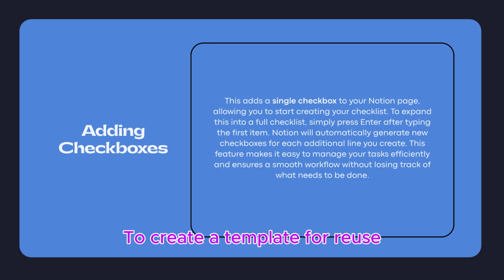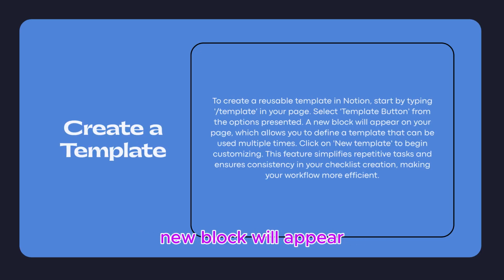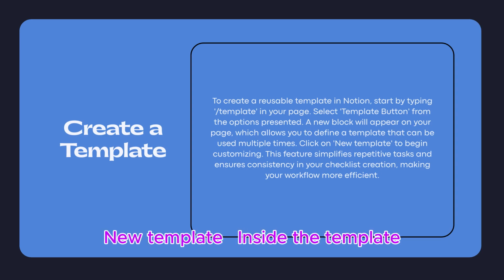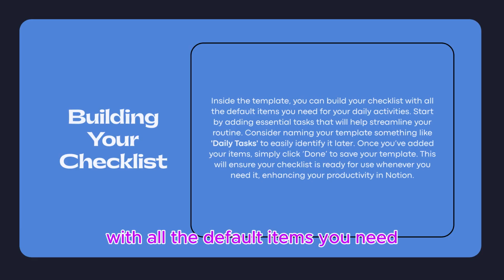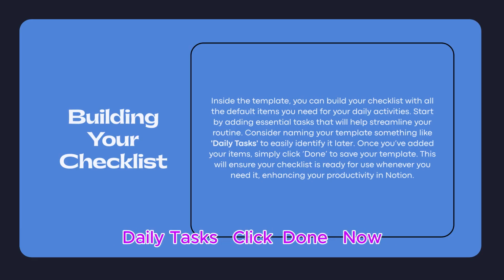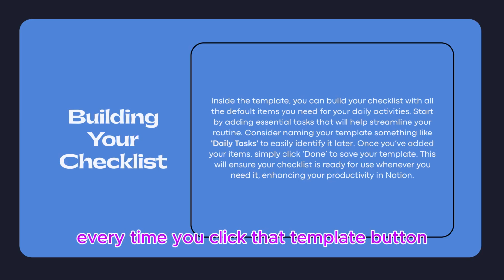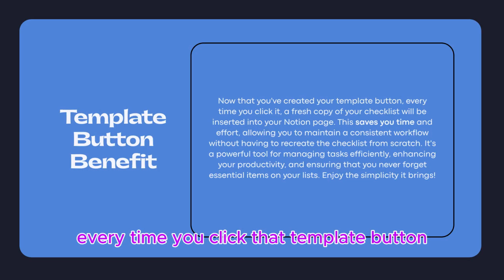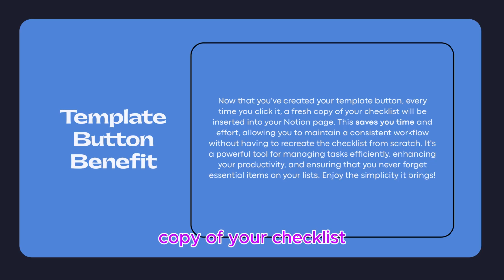To create a template for reuse, type slash template and select template button. A new block will appear. Click New Template. Inside the template, build your checklist with all the default items you need. Give your template a name like Daily Tasks. Click Done. Now every time you click that template button, it will insert a fresh copy of your checklist.